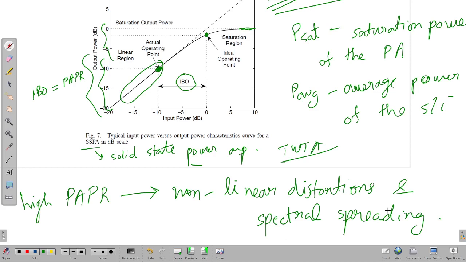Spectral spreading means the power of one subcarrier getting on to the power of the other subcarrier or interfering with the neighboring subcarriers. It can also be interpreted as intercarrier interference, power of one subcarrier interfering with the nearby subcarrier.